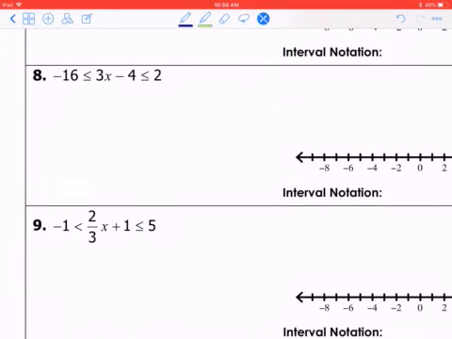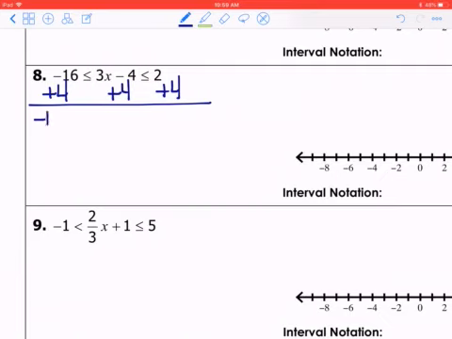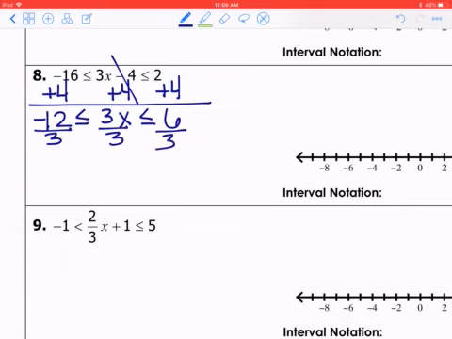Alright, so for 8, I am going to solve them simultaneously. I'm going to add 4 to the left, add it to the right. We know that's negative 12. Bring down your inequality. 4's cancel, and then we're left with 6. From here, it's 3 times x, so I'm going to divide each side by 3. Negative 12 divided by 3 gives you negative 4. We have x, and 6 divided by 3 gives you 2.